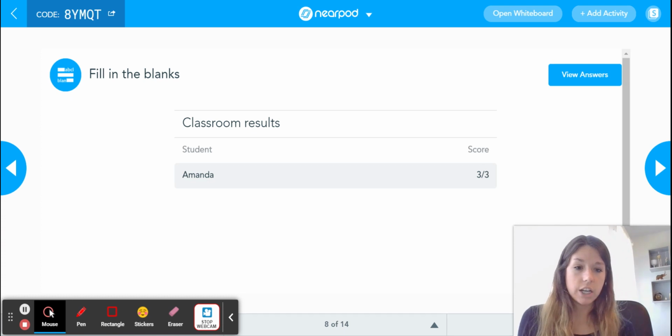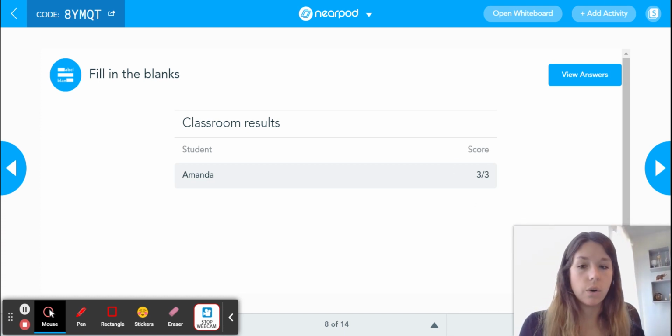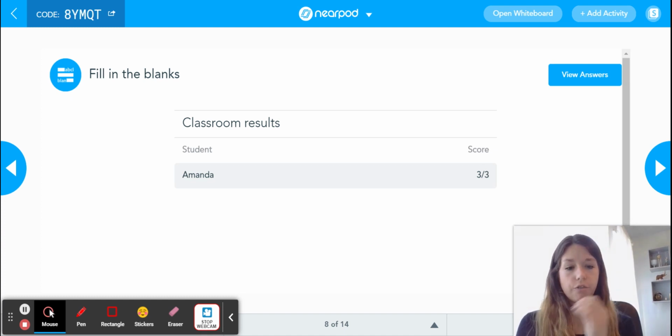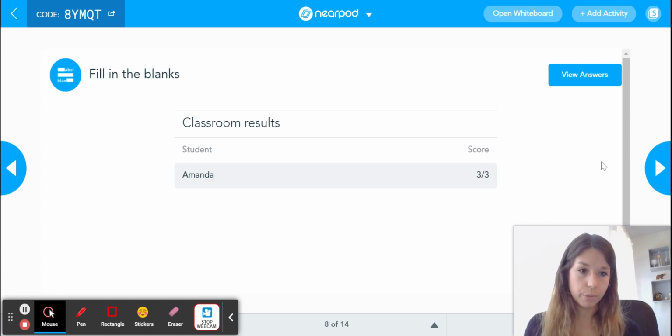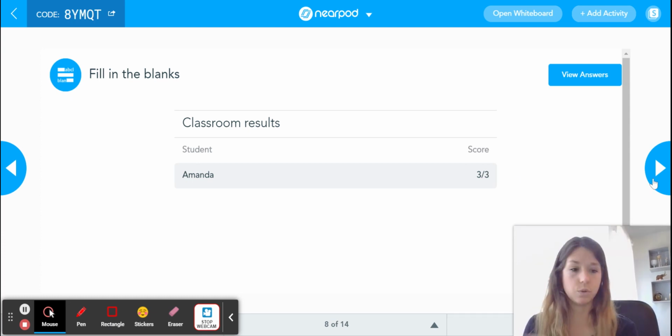And I can see here their score. So if they get them all correct, or if they need more assistance, I can come back and focus on the students who need help as we work through the lesson.